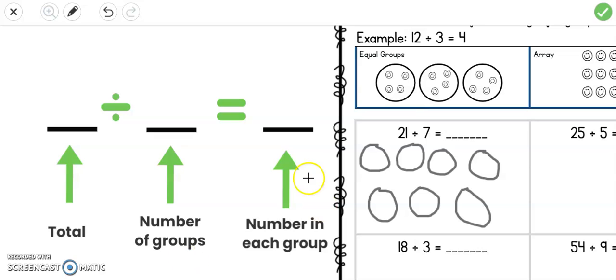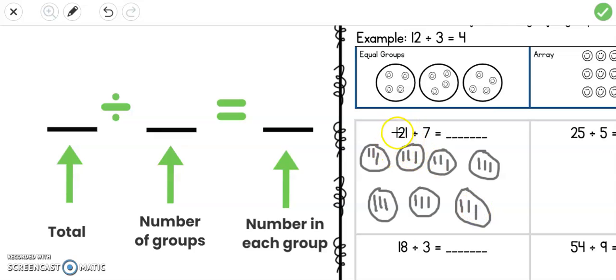So let's pass out these 21 items. 1, 2, 3, 4, 5, 6, 7. I still have not reached 21. 8, 9, 10, 11, 12, 13, 14. I still have not reached 21. 15, 16, 17, 18, 19, 20, 21.